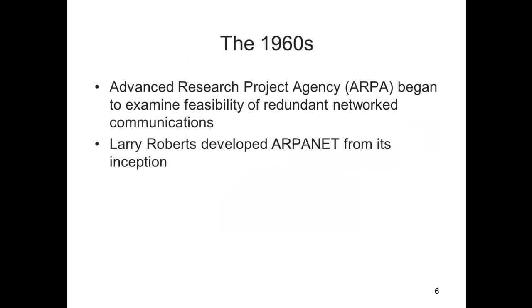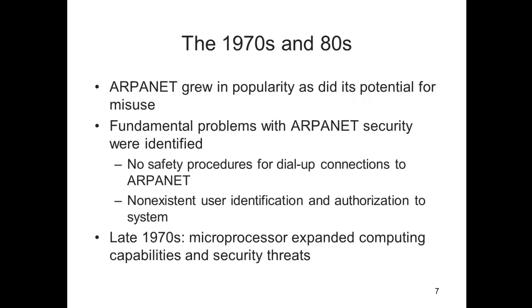If we look at probably the earliest we can really look at, it is the 1960s. The Department of Defense's Advanced Research Projects Agency, or ARPA, began examining the feasibility of redundant networked communication systems, which was designed to support the military's need to exchange information. And if we try to identify an individual who might be classified as the founder of what we might call the internet, it is Larry Roberts. He developed the project from its inception, and it was originally called ARPANET.